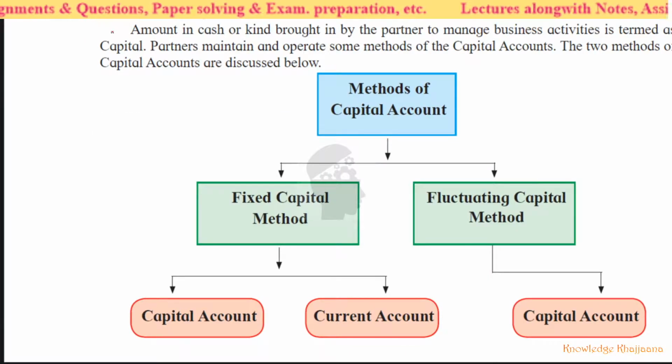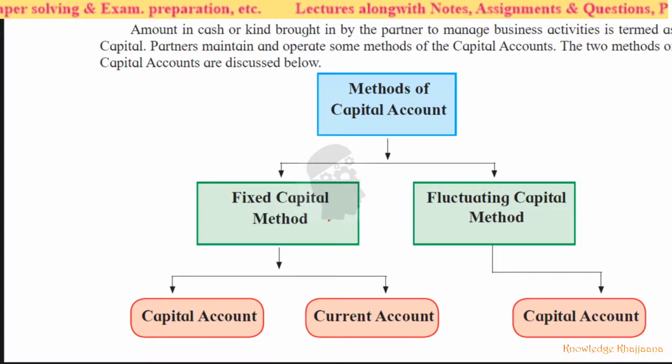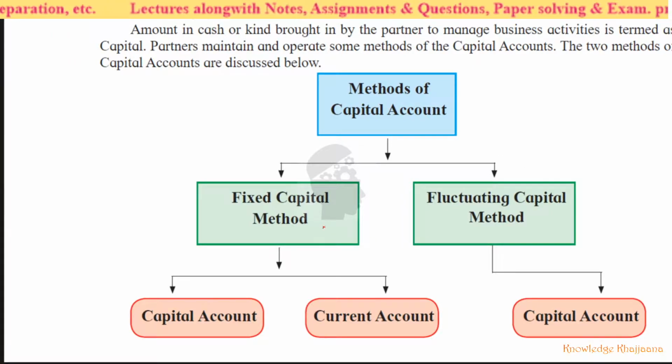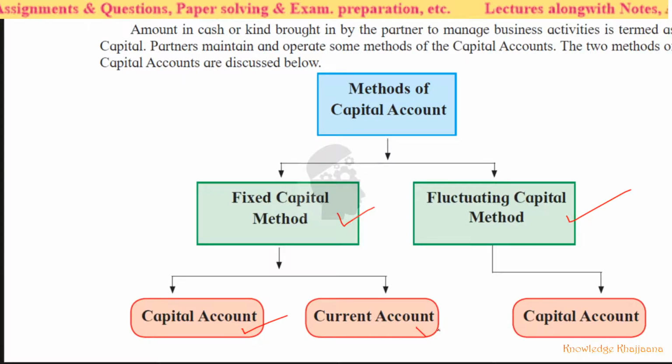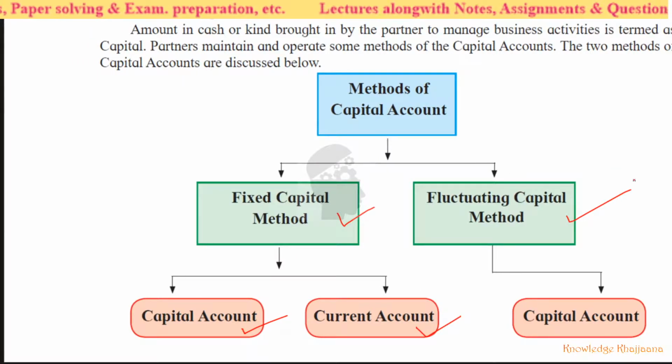We have already learned the methods of capital account. There are two methods of maintaining the capital accounts of the partners, either the fixed capital method or the fluctuating capital method. In the fixed capital method, you have to maintain two books of accounts, that is capital account and current account of the partners. And if you are maintaining the fluctuating capital method, then you have to maintain only one all-inclusive book of account, that is capital account.